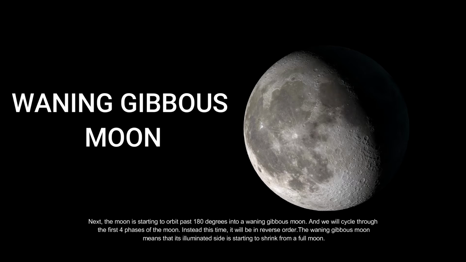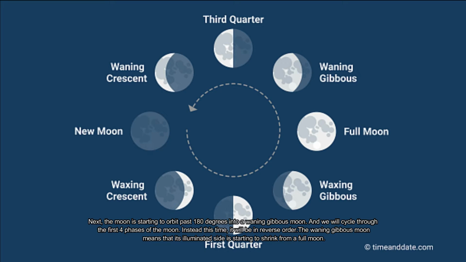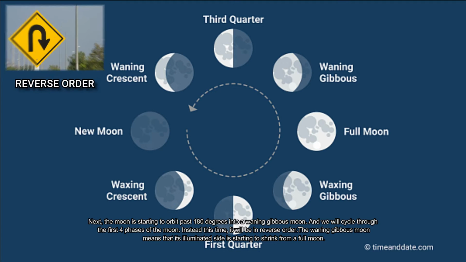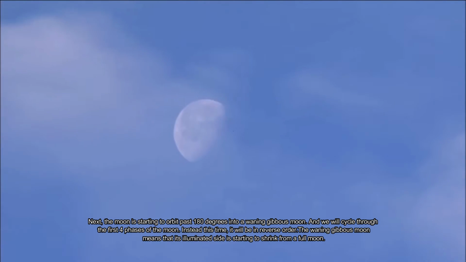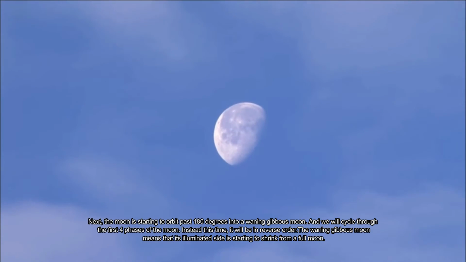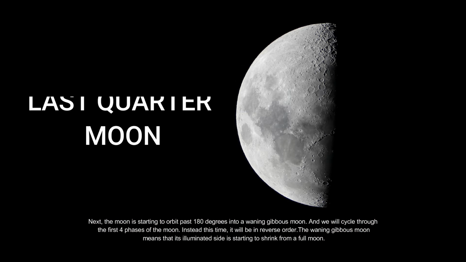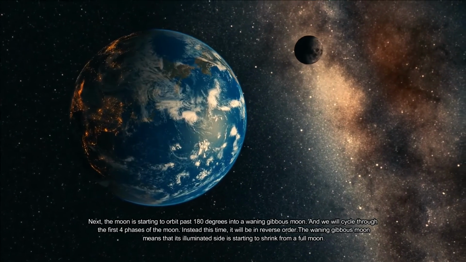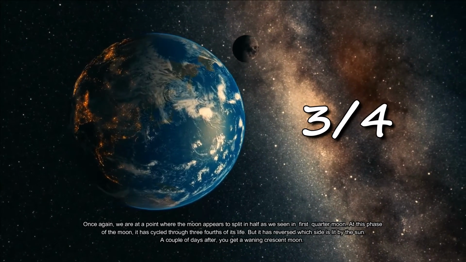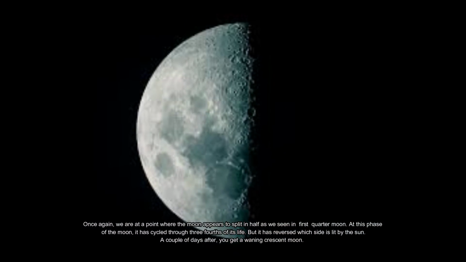Next, the moon starts to orbit past 180 degrees into a waning gibbous moon, and we will cycle through the first 4 phases of the moon again, except this time it will be in reverse order. The waning gibbous moon means that its illuminated side has started to shrink from a full moon. Once again, we are at a point where the moon appears to be split in half, as we saw in the first quarter moon. At this phase of the moon, it has cycled to 3/4 of its life, but it has reversed which side is lit by the sun.